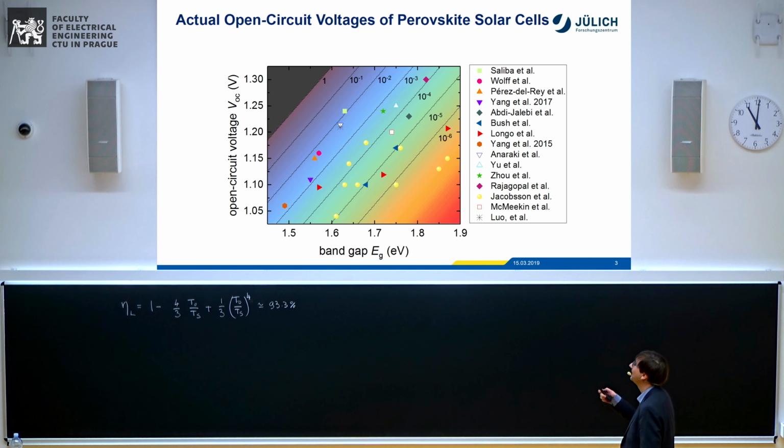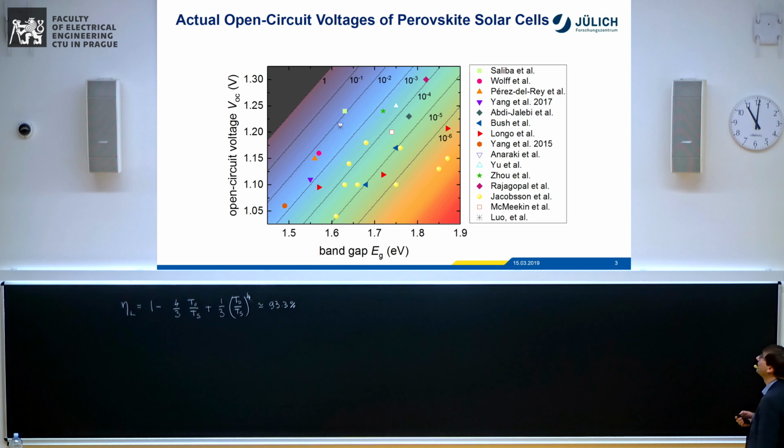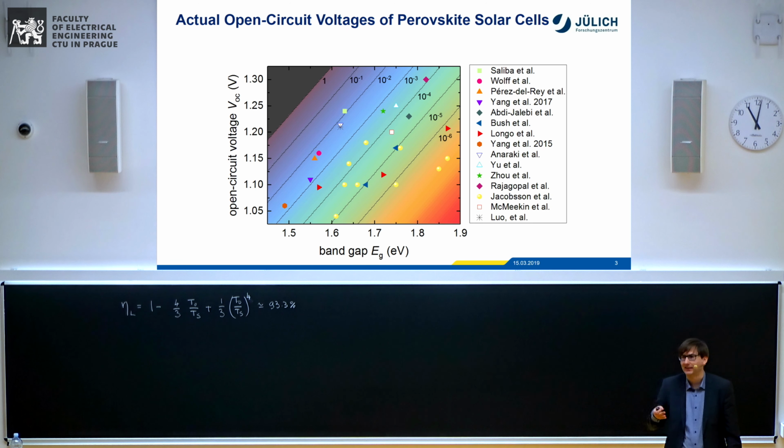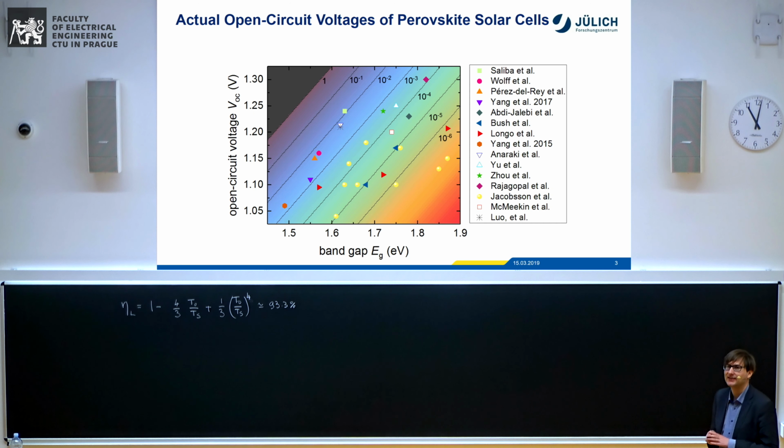What you see on the left axis is the open circuit voltage. On the x-axis, you see the band gap of different perovskites, and this is just literature data. The black region here is thermodynamically impossible, above the Shockley-Queisser limit, so no data point is here. That's very good. And then you see these thin lines that say 1, 10 to the minus 1, 10 to the minus 2, and so on.